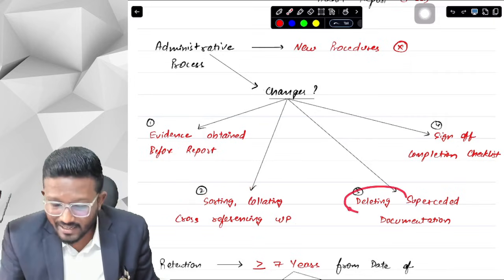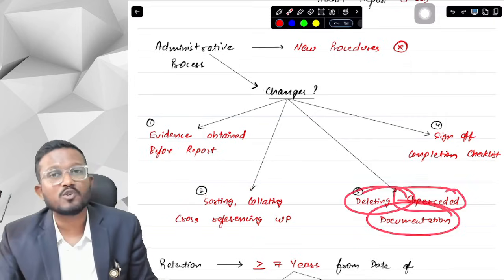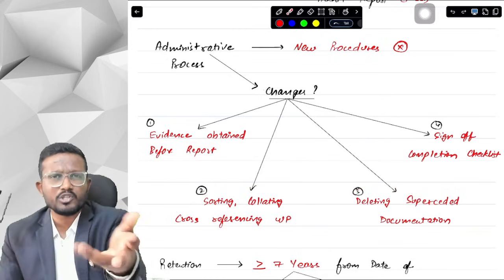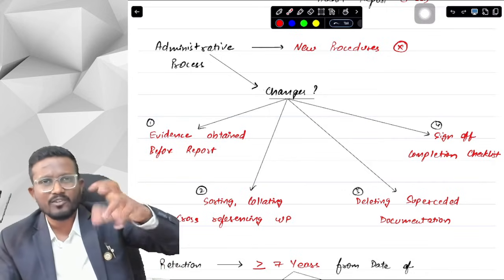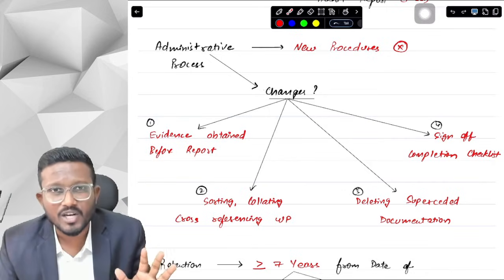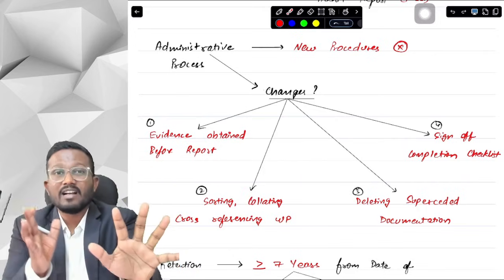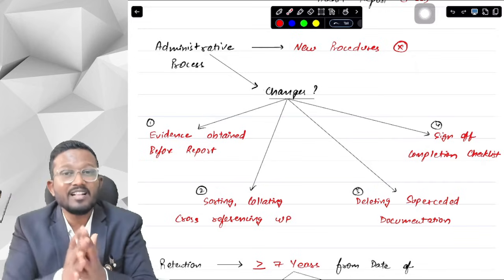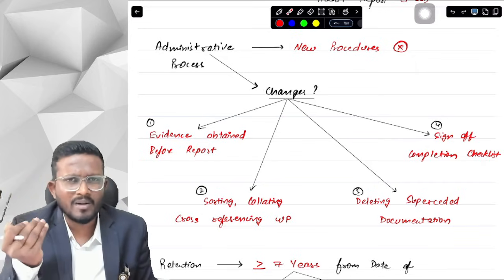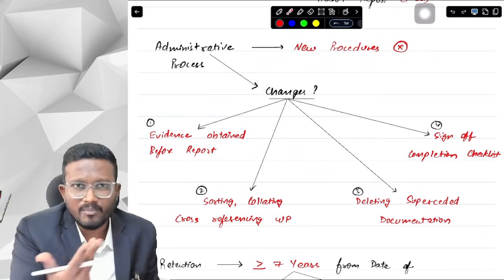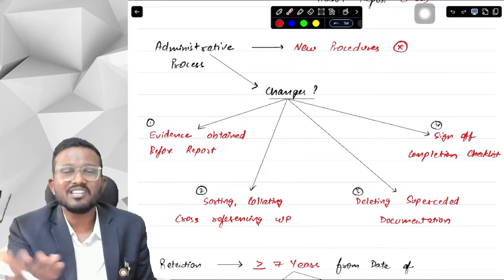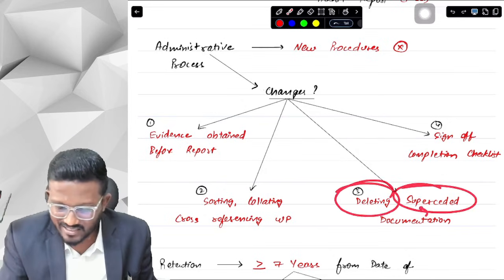If you want to delete the superseded documentation, what is superseded documentation? Basically draft versions of your files. If you want to delete the superseded documentation, because obviously we want to avoid confusion. If we are keeping the draft version as well as the final version, then someone who is reviewing the documentation might be confused, like which is the final version, and why is the draft kept in the audit documentation. So it says that we can delete the superseded documentation.